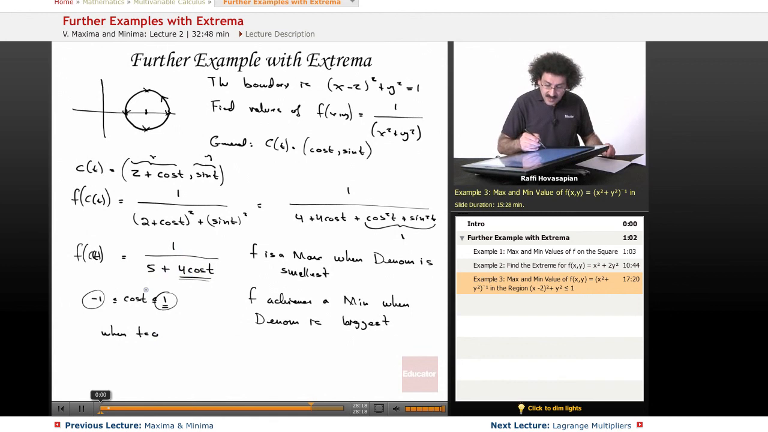Now, the minimum value of cosine t, cosine achieves -1 when it's equal to pi. So when t is equal to pi, the cosine is equal to -1. Well, -1 times 4 is -4. 5 minus 4 is 1. So now it achieves its maximum value there. So let's actually just write this out.